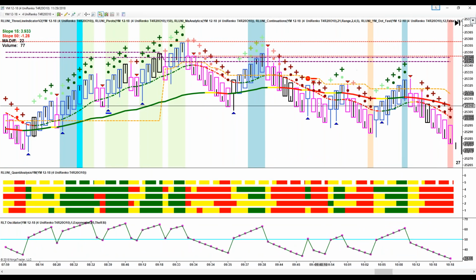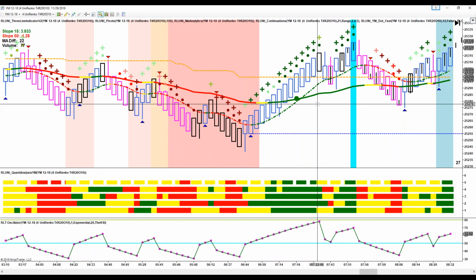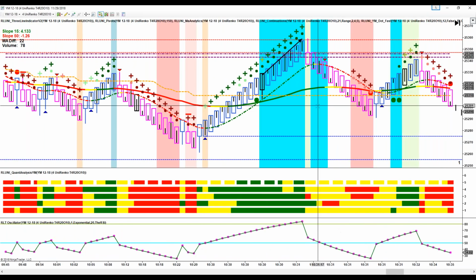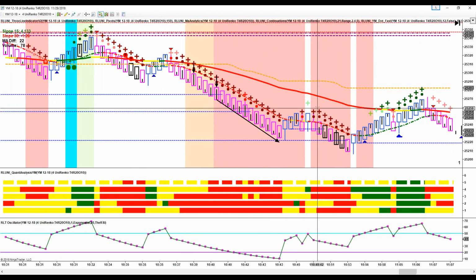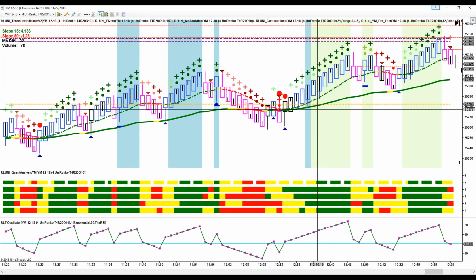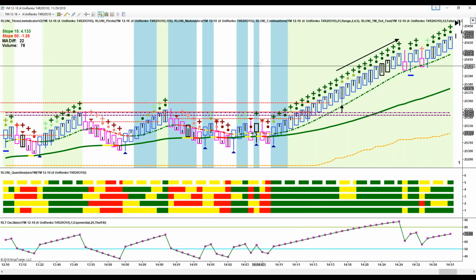Also, if you're in a move, I'm losing the candles here. You can always go to the NQ. I just wanted to find a protracted move. And here's actually a good one.